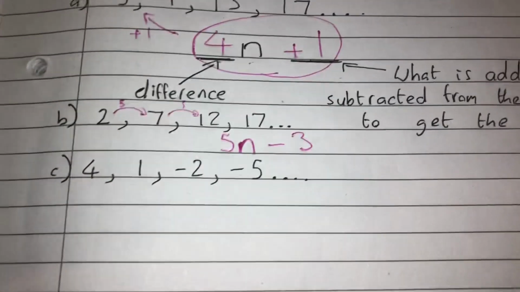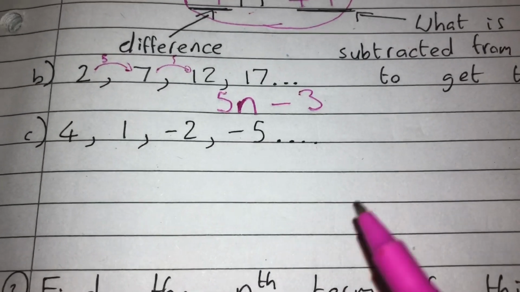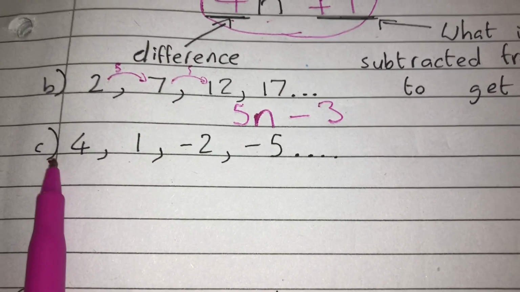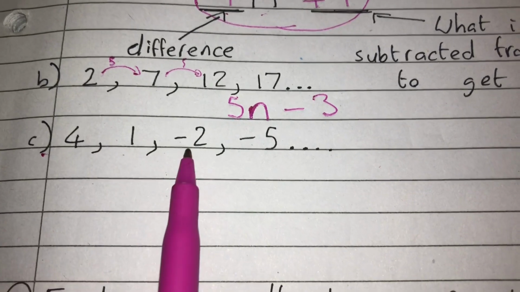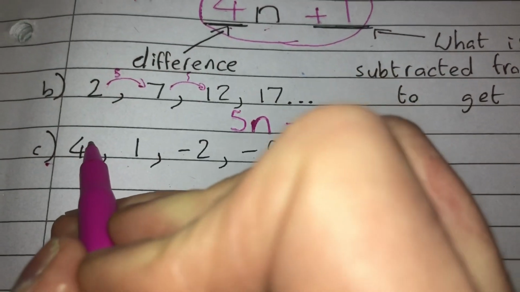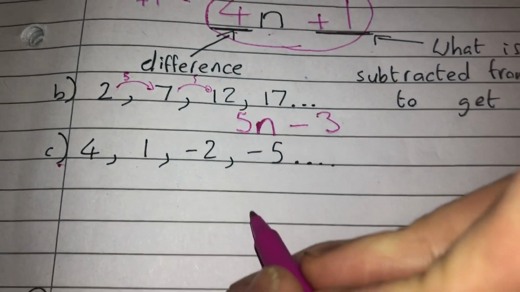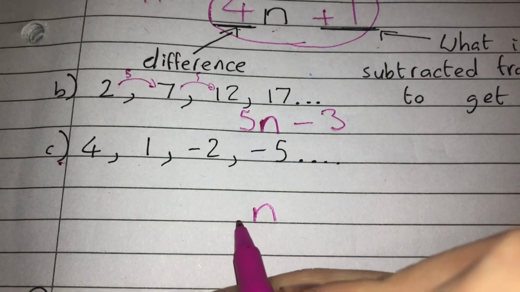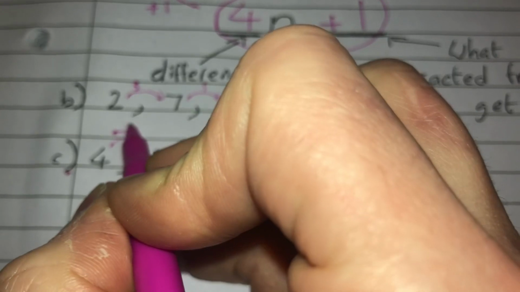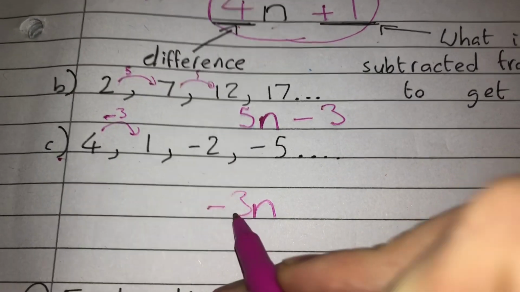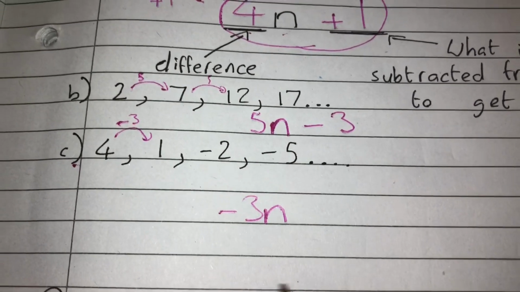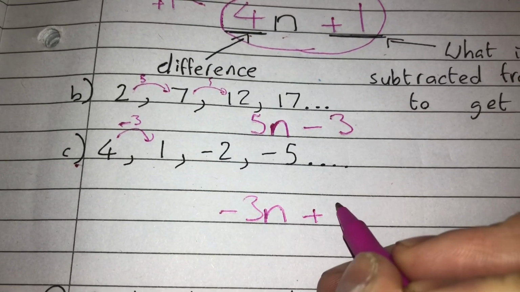Okay? You might be wondering at this point what we use this for. We're going to tackle that in a wee second. Sequence C, so we've got 4, 1, minus 2, minus 3. So we're going down the way this time. So, same sort of thing. We'll start off with n. The coefficient being the difference, well, we're going down, so it's minus 3. So it'll be minus 3n. And then I have to think, how do I get from minus 3 to 4? To get from minus 3 to 4, I need to add 7.